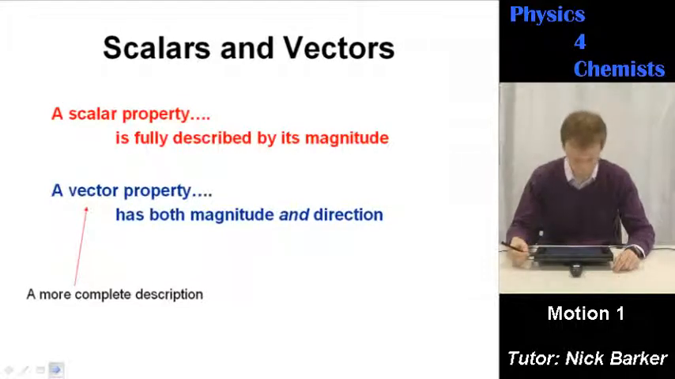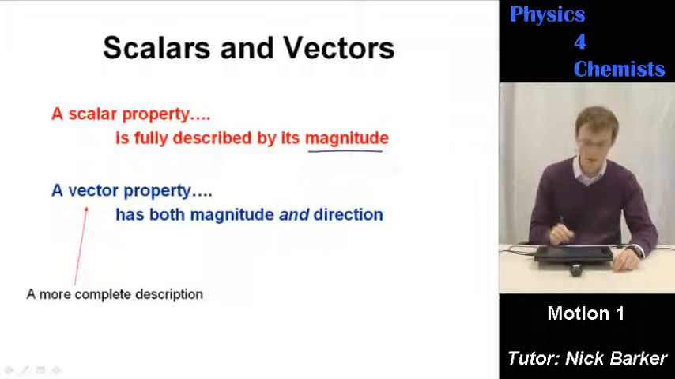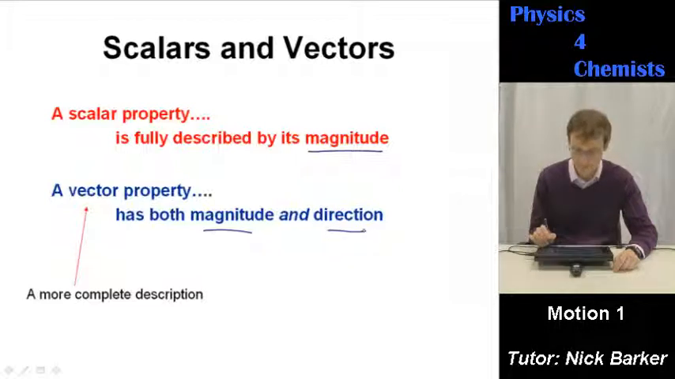Scalars and vectors. A scalar property is fully described by its magnitude. In other words, it has size. A vector quantity has size, magnitude, and direction, and it gives you a more complete description.